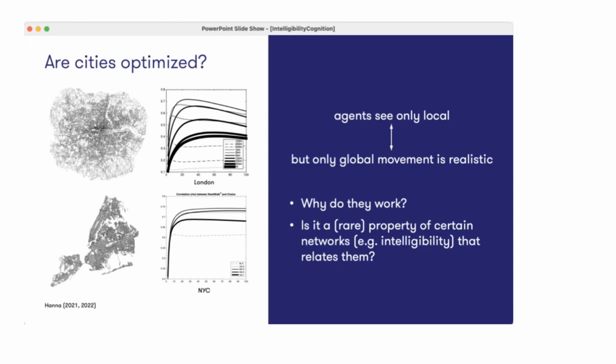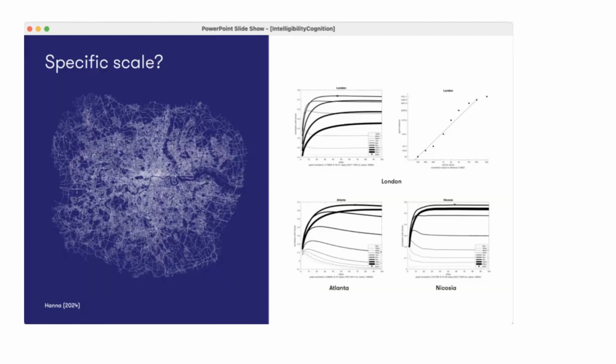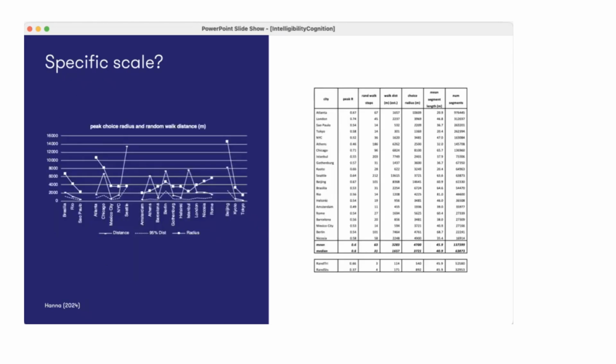It corresponds at 4 kilometers, but also the number of steps the agents take toward that maximum correlation is about 20 to 30, which in London also corresponds to about a 3 or 4 kilometer walk. So in both cases, it seems there's a specific scale at which we reach the peak intelligibility. And if we look at this for all sorts of cities, we've got London, as I said. At the bottom, you can see the two graphs, one for Atlanta and one for Nicosia, which are the largest and smallest cities in the data set that I have on the next slide. This is a set of 21 cities.